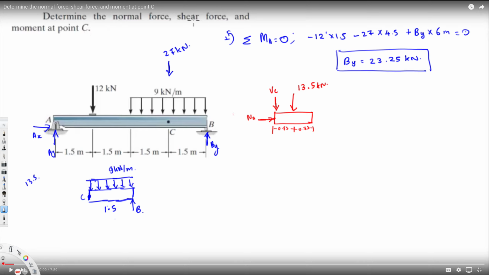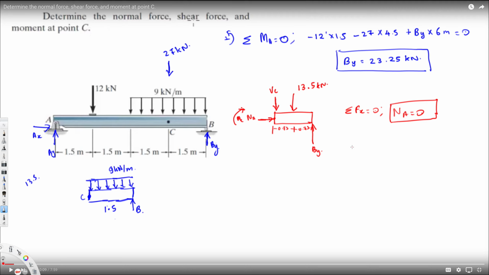If I take moment around C clockwise, this is also an assumption, right? Now I can solve whatever I can. I also have By right here acting upward, and then this one VC and NA, that's it. I can directly find NA because that's the only horizontal force. Sigma Fx is equal to 0, and since there's no other horizontal force, NA is going to be equal to 0. So this is my answer for normal force.